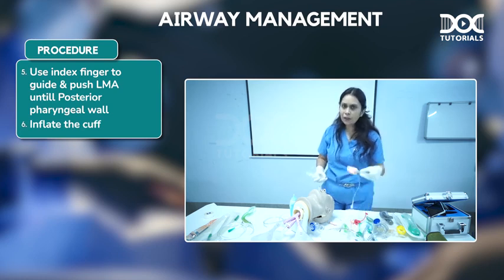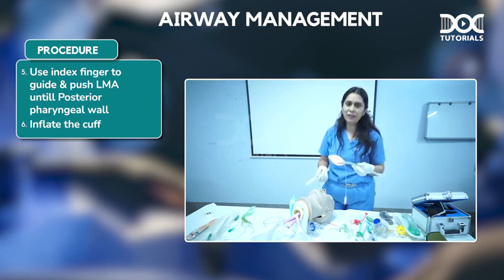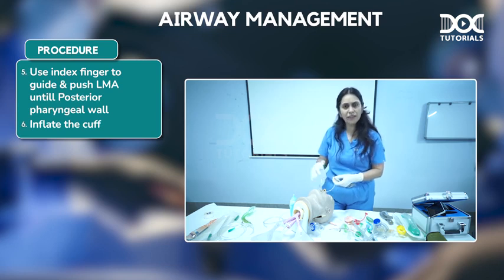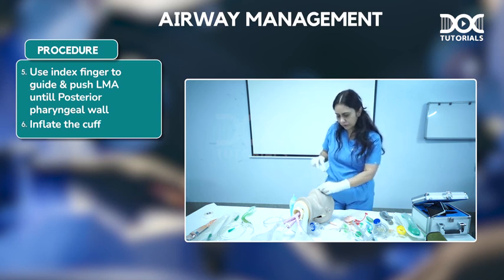On the tube of the LMA, it is also written how much air we should inflate in the cuff of this particular supraglottic airway device. So let's say in this device, I have to put 12 ml. So I will fill 12 ml of air and inflate the cuff. When I inflate the cuff, the LMA takes its position and a little bit comes outside because it gets inflated.